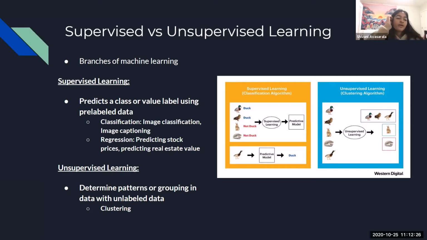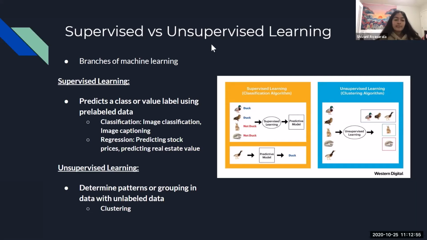Different methods of supervised learning include classification, which we use in image classification. More complicated is image captioning, where we look at an image, determine what's in it, and write a caption for it. There's also regression, which, as I said earlier, has examples like predicting stock prices based on previous company stock data, predicting real estate value based on current data, and so on.